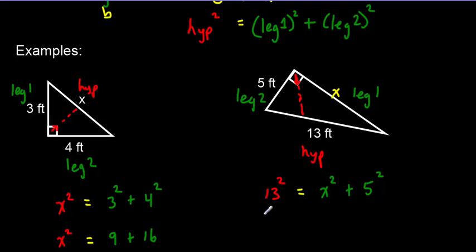Okay, so 13 squared is 169. Okay, and that's going to equal x squared plus 5 squared is 25. 5 times 5.